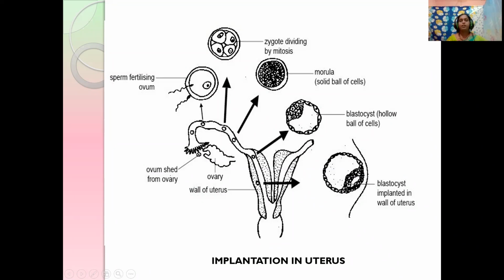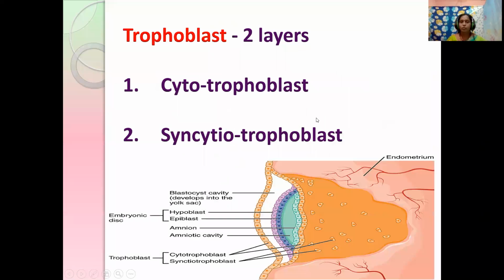Next comes the trophoblast layers. The trophoblast has differentiated into 2 layers, the cytotrophoblast and the syncytiotrophoblast. Just see in this picture, students, the cytotrophoblast here is comprised of cells. Next, the syncytiotrophoblast is the fusion of cells, appearing as a syncytium. In this way, the trophoblast is differentiated into 2 layers.